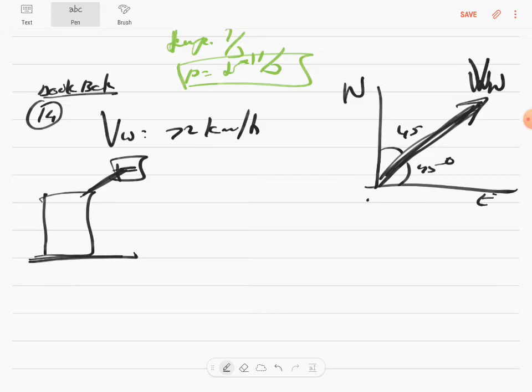Initially, the boat is stopped. The flag is moving in the northeast direction, which means the wind is also in the northeast direction, and its speed is 72 km per hour. Suddenly the boat is moving and the boat speed is given to be 51 km per hour. Now the flag will not be in northeast because the boat is also moving, the wind is also moving, so there will be a relative velocity, and that is the direction in which the flag is going to flutter.